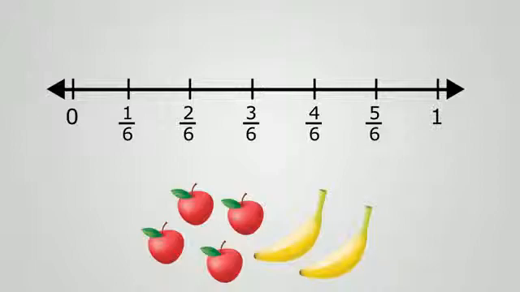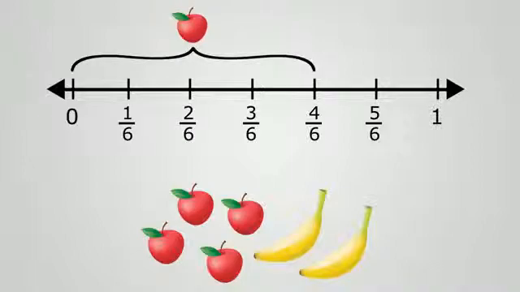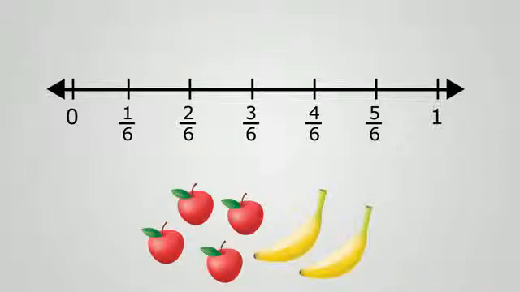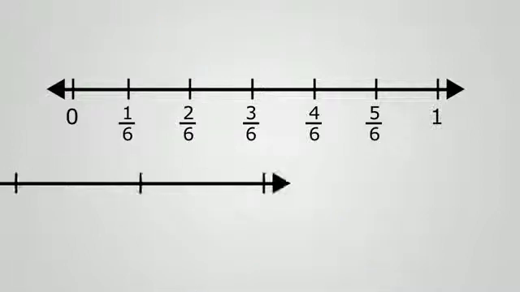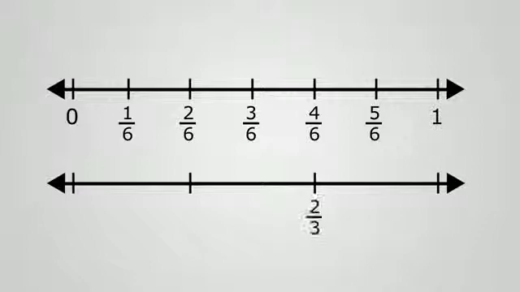4 of the pieces of fruit are apples. That means that apples make up 4/6 of the fruit in the bowl. 2 of the pieces of fruit are bananas. That means that bananas make up 2/6 of the fruit in the bowl. These fractions can be simplified. 4/6 is the same as 2/3. 2/6 is the same as 1/3.